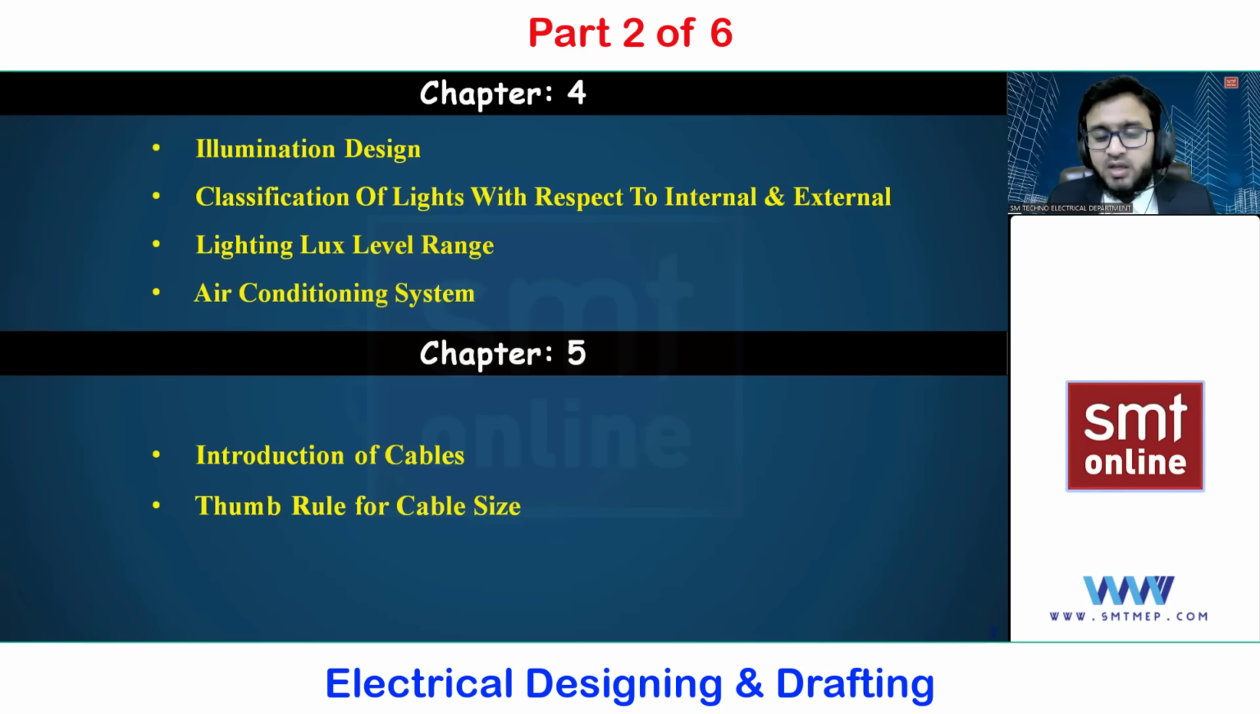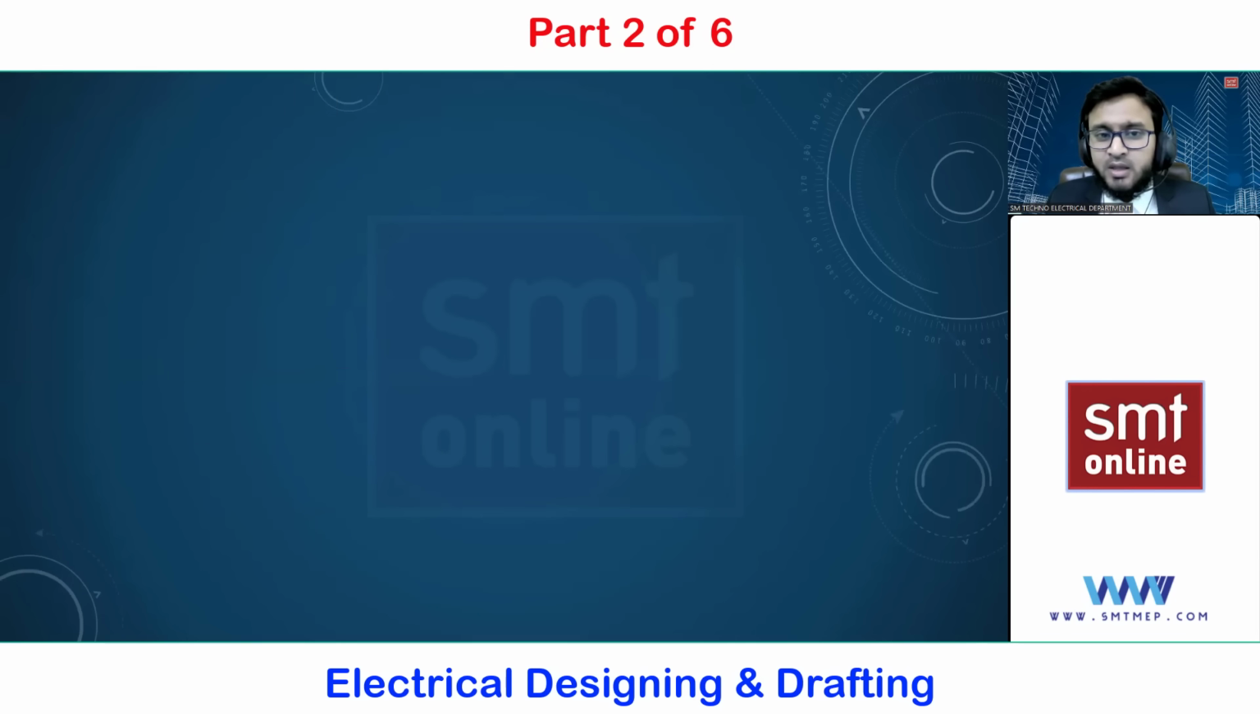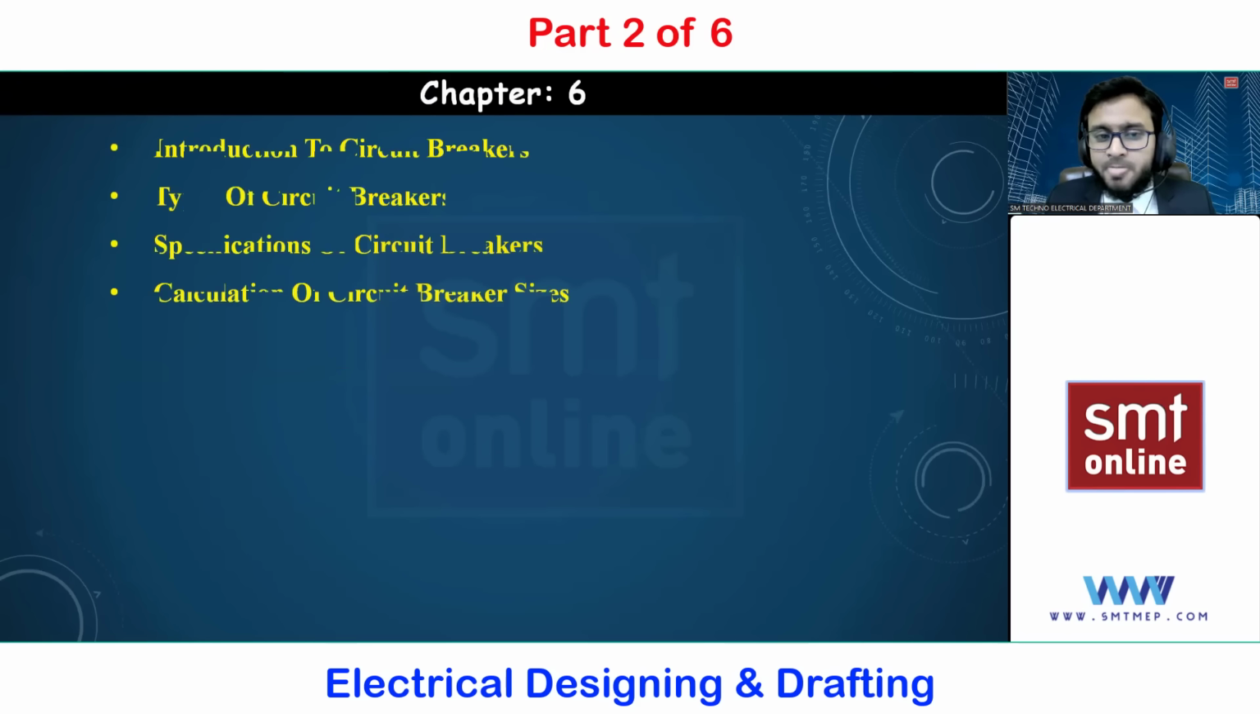So this chapter 5 will give you the overall outline for the complete electrical cables. Next, we have chapter 6. In this chapter 6, we are going to understand circuit breakers. As we know, a circuit breaker is a main device which helps provide safety, safety in case of short circuits or in case of overloads.